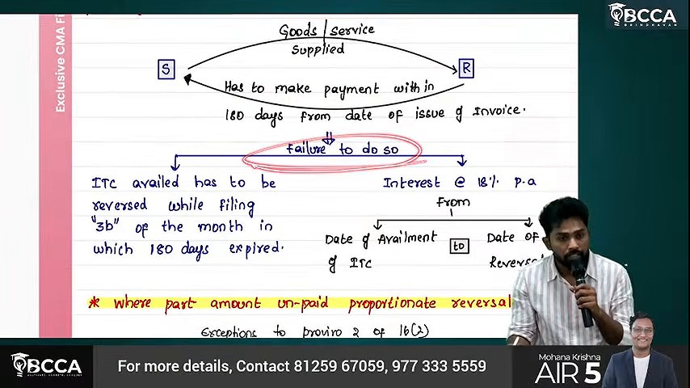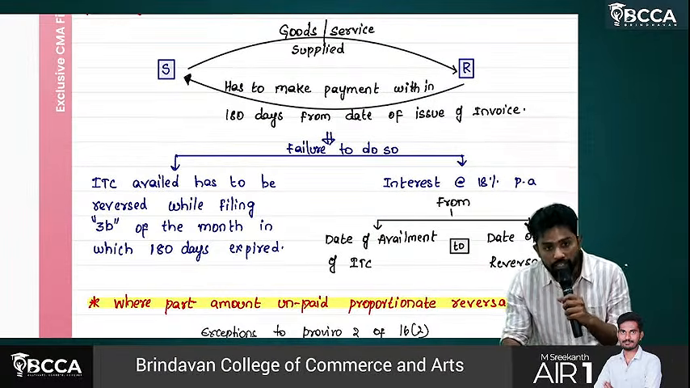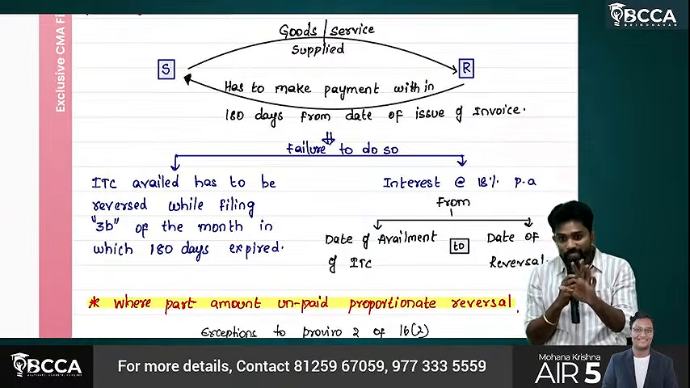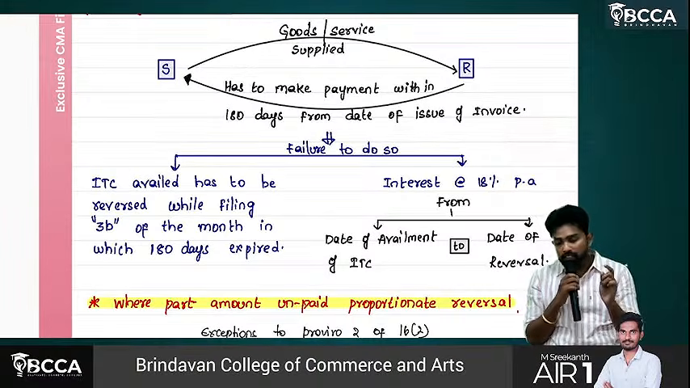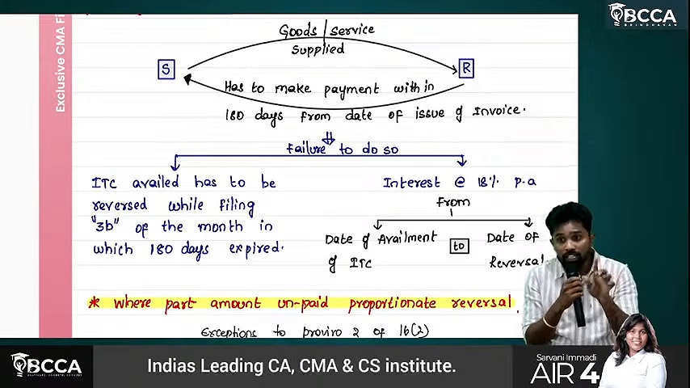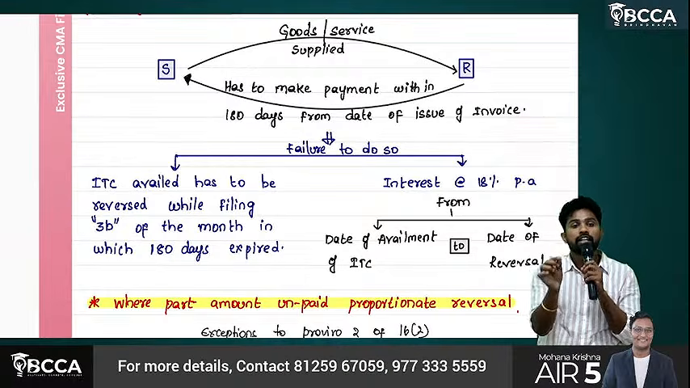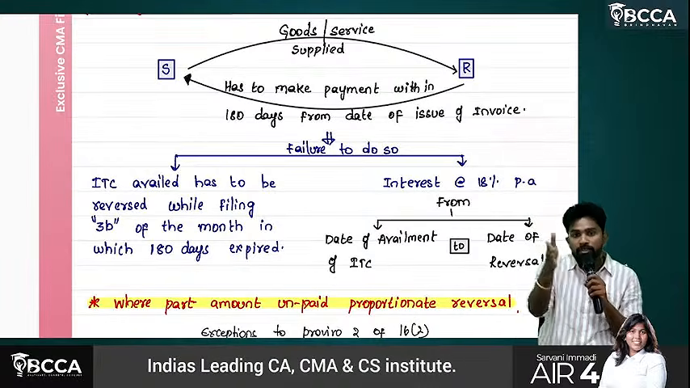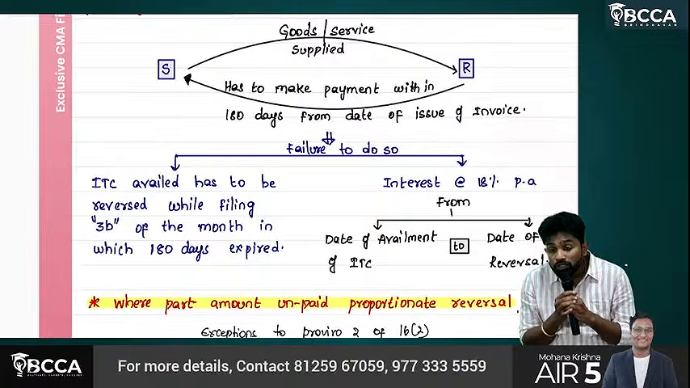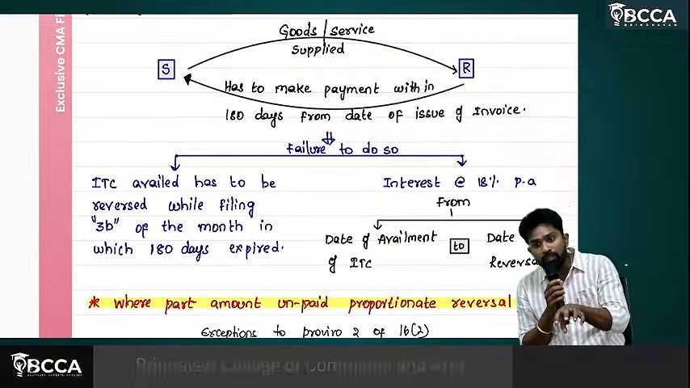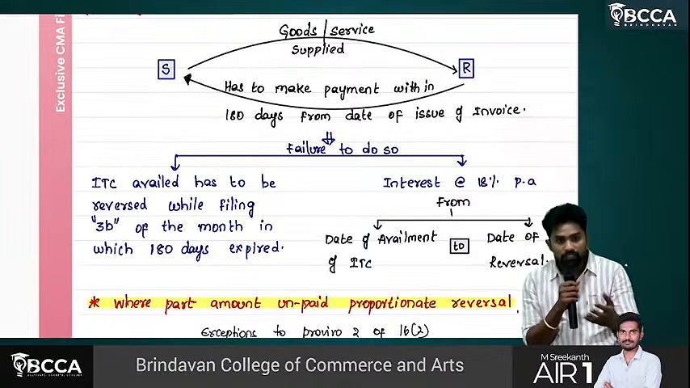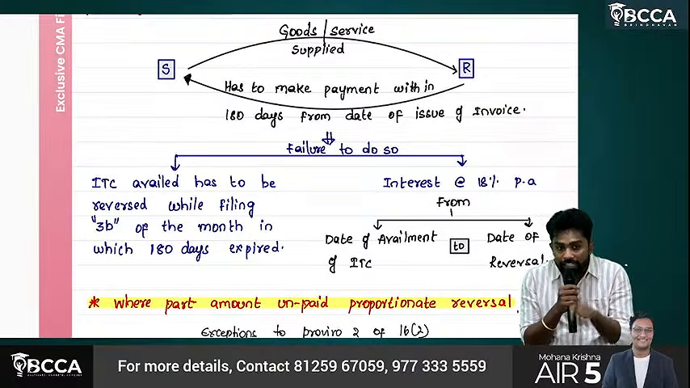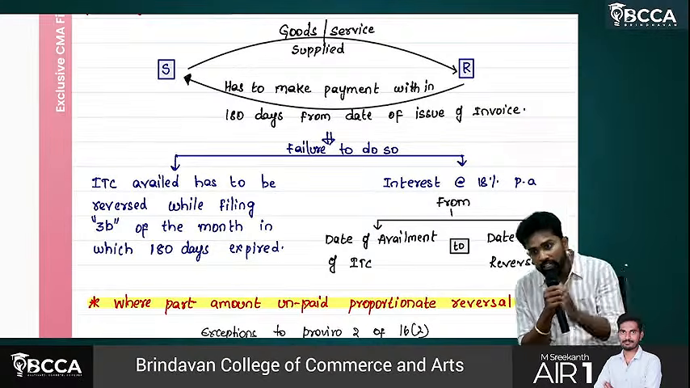Failure to do so, that means what? He didn't make the payment within 180 days from the invoice. Then what happens? Since he didn't pay the supplier within 180 days, he has to reverse the ITC which he has availed. By when? Sir, let's say 180 days expired in February month. Then while filing the return of February month, when will the February return be filed? March 20. So while filing the February return, the ITC has to be reversed. Reverse is nothing but you add it to your liability and pay that also, along with interest at a rate of 18% per annum from date of availment to date of reversal.